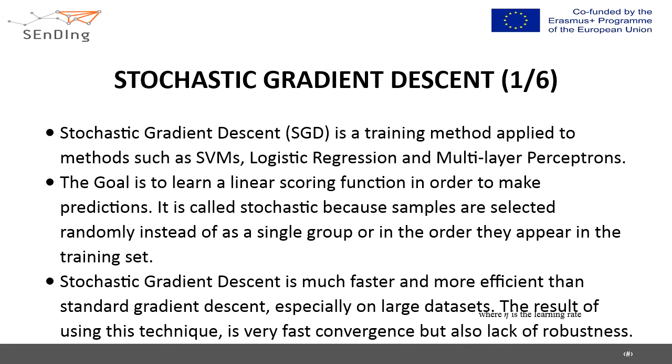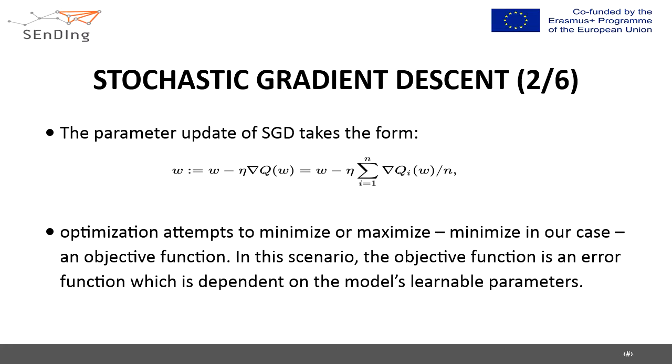Stochastic gradient descent is much faster and more efficient than standard gradient descent, especially on large datasets. The result of using this technique is very fast convergence but also lack of robustness. The parameter update of SGD takes the following form.